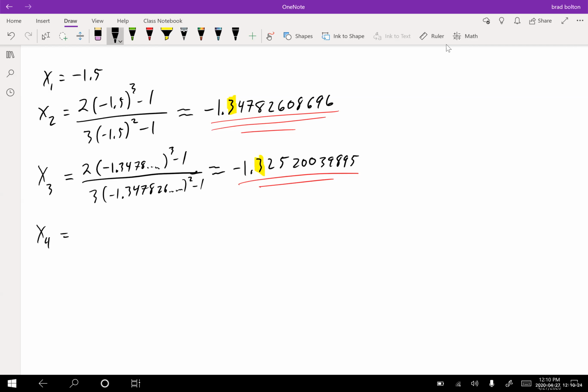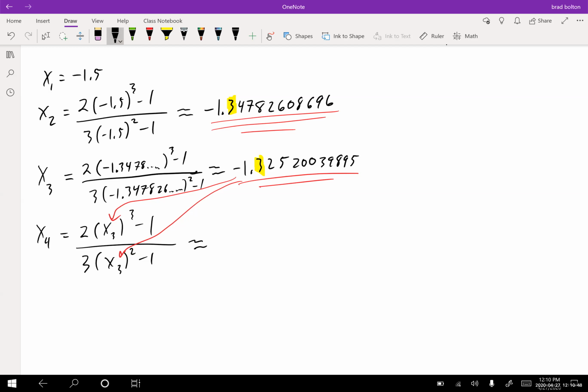Let's go x sub 4. So now we're going to go 2 times, and for sake of saving me on some writing, I'm going to use x sub 3, but you guys know that that's really the value to my right, divided by 3 times x sub 3 quantity squared minus 1. So what I did is I took this value, plugged it in there, and I take that value and plug it in there. Same value, okay?